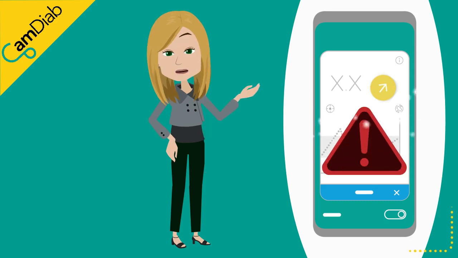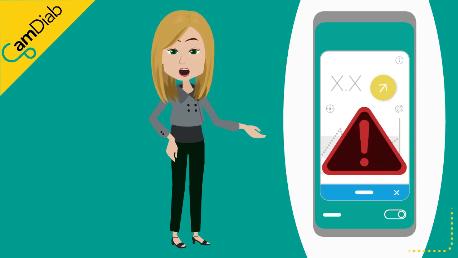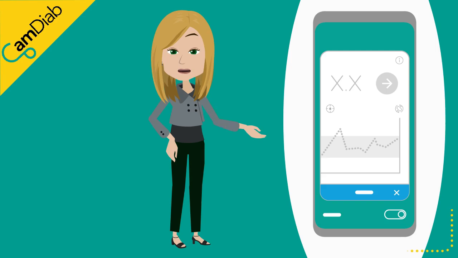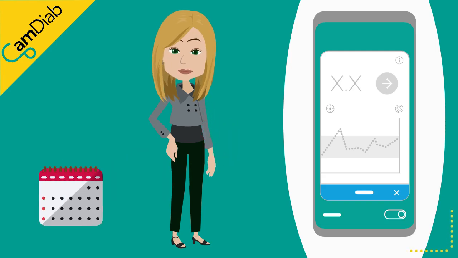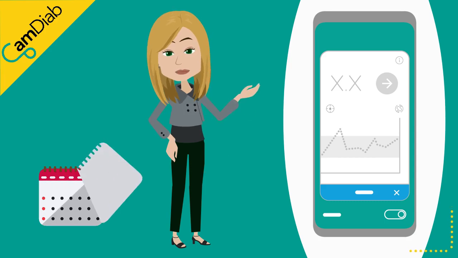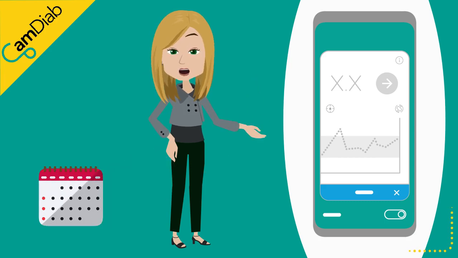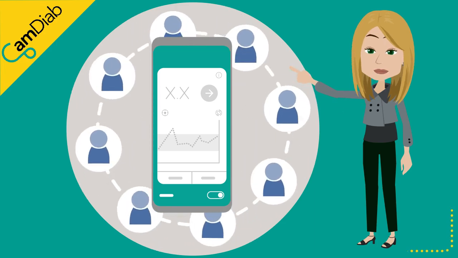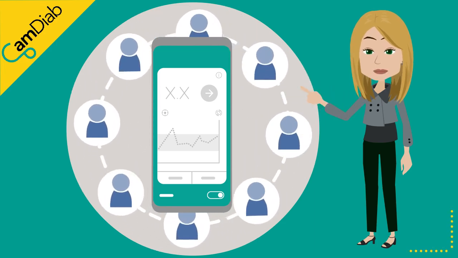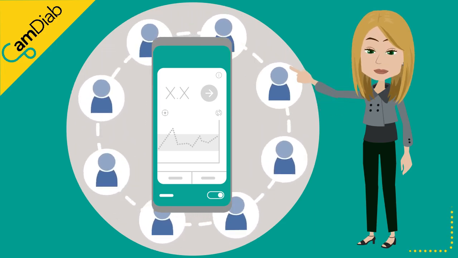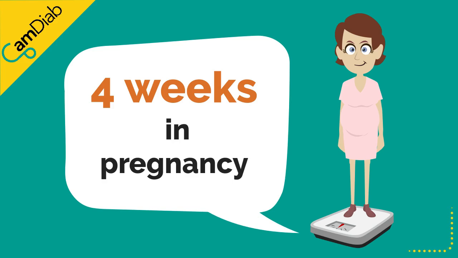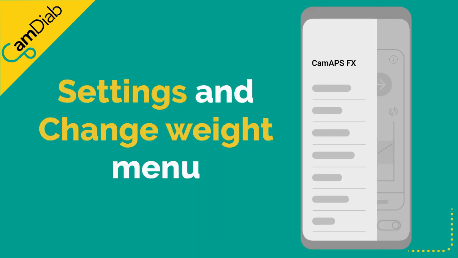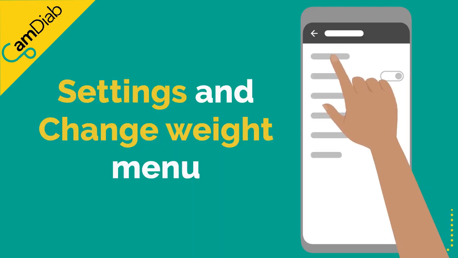Please immediately change your infusion set, cannula and reservoir if you are running high and Boost is not working. As the pregnancy progresses, you may need to change your infusion set, cannula and reservoir more regularly, possibly every 1 to 2 days, to ensure that you are absorbing the insulin properly. Body weight contributes towards helping CamAPS FX manage post-meal glucose levels. We recommend that body weight is updated about every 4 weeks in the settings and change weight menu.